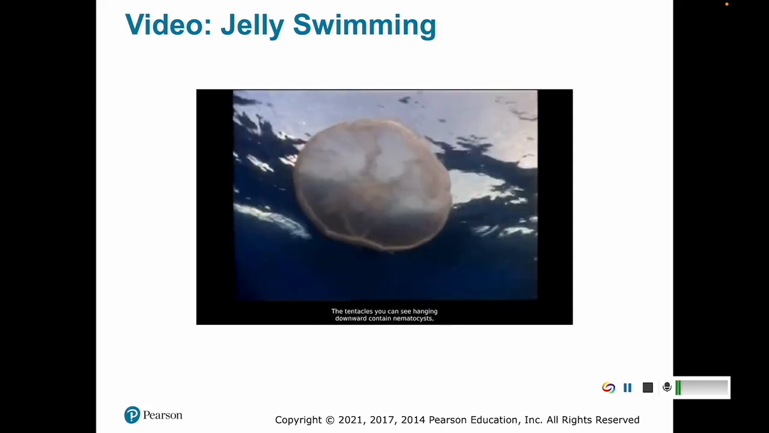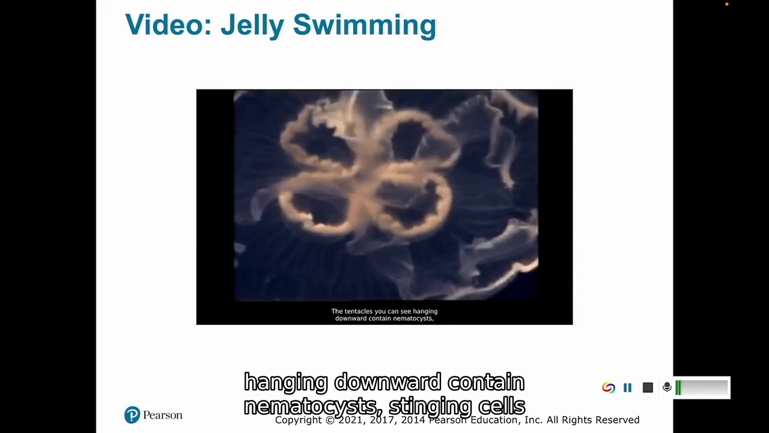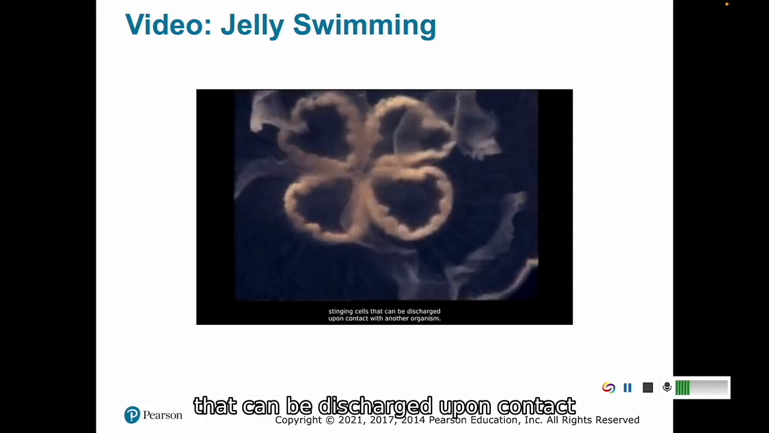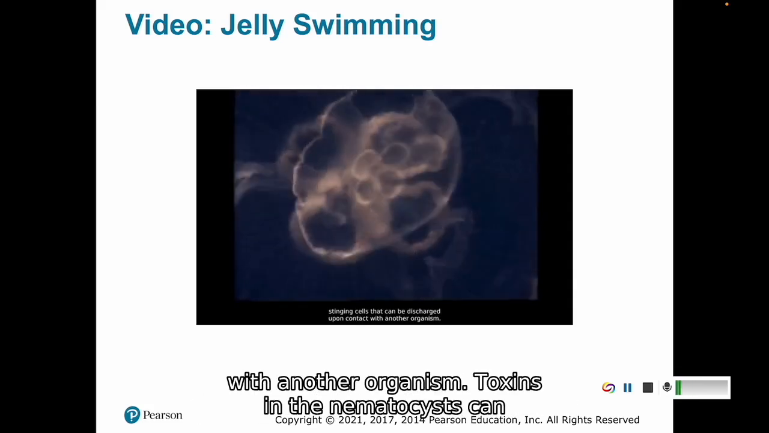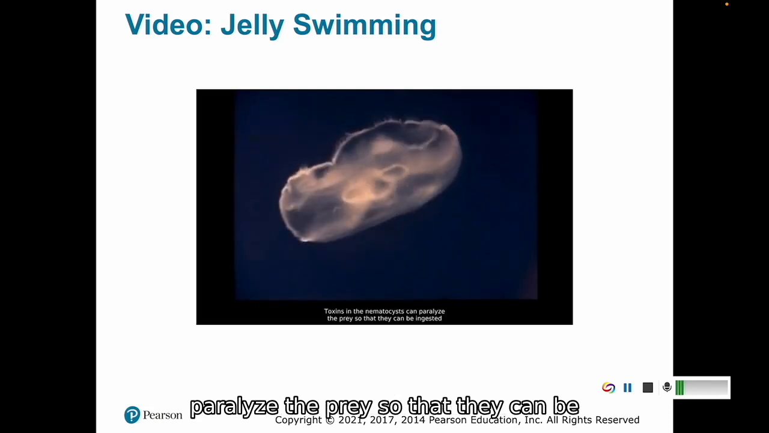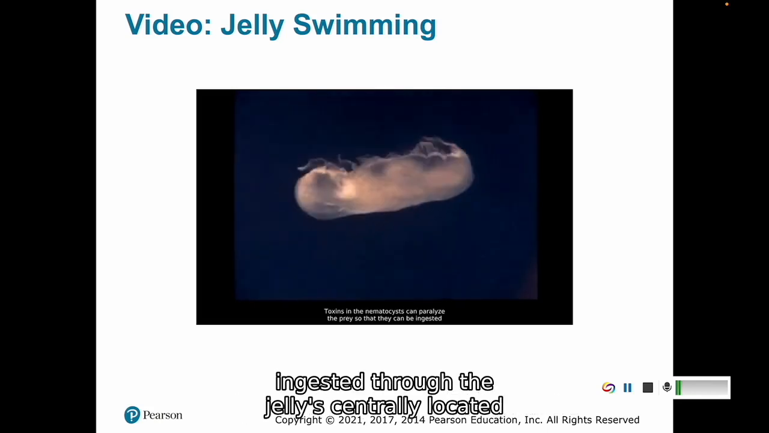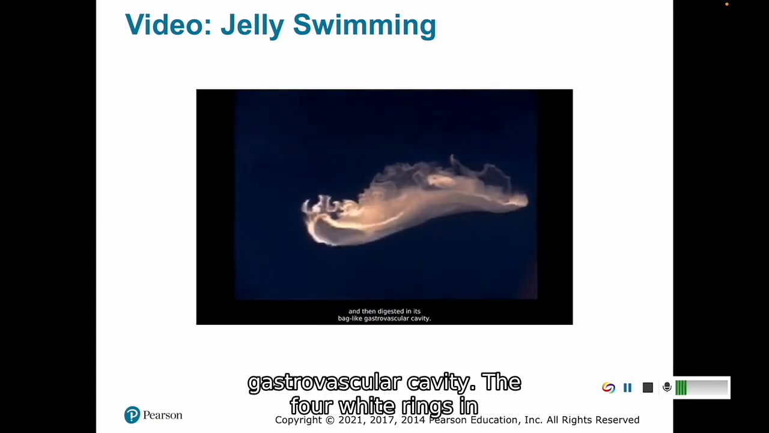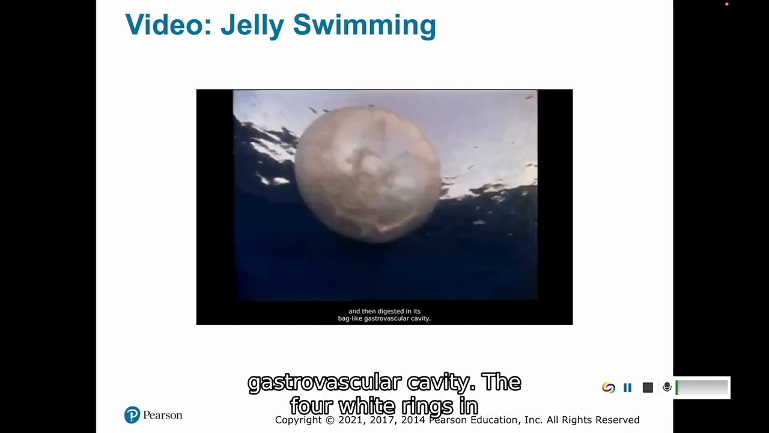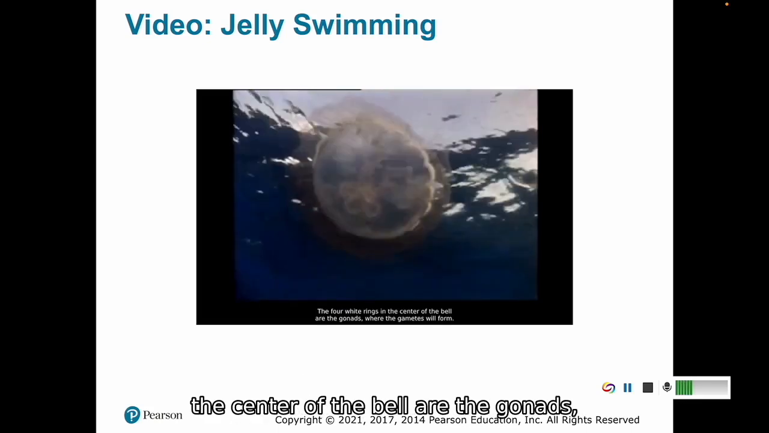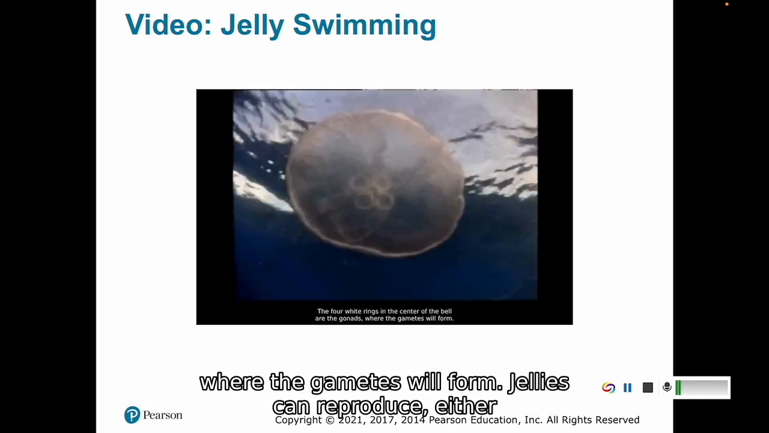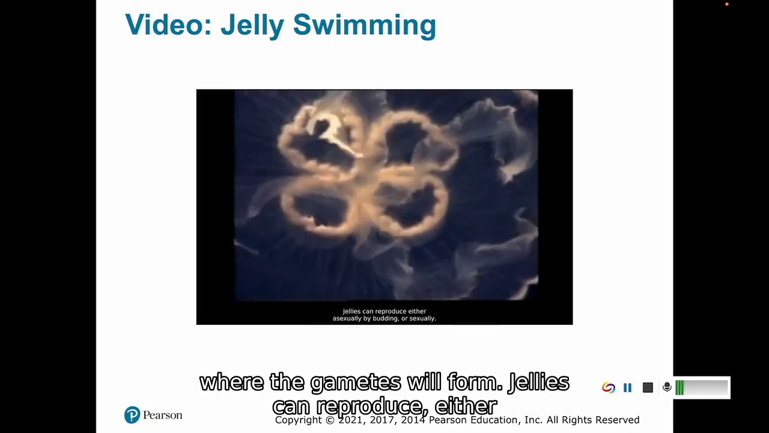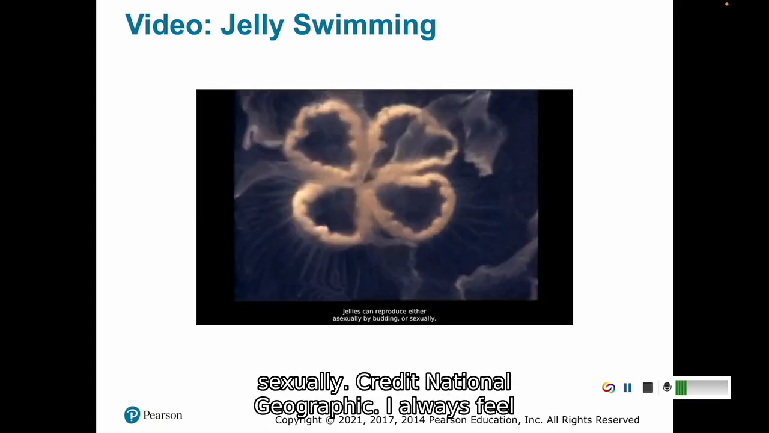The tentacles you can see hanging downward contain nematocysts, stinging cells that can be discharged upon contact with another organism. Toxins in the nematocysts can paralyze the prey so that they can be ingested through the jelly's centrally located mouth and then digested in its bag-like gastrovascular cavity. The 4 white rings in the center of the bell are the gonads, where the gametes will form. Jellies can reproduce either asexually by budding or sexually.